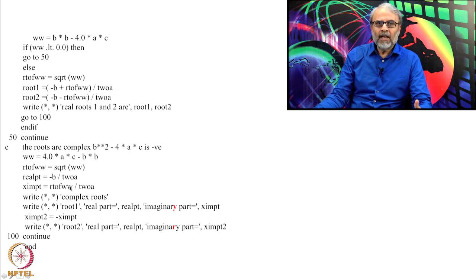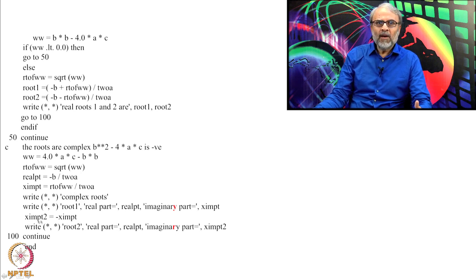So, once you calculate that y part, then you again write on the screen, write star comma star complex roots, because when you come up to this part of the program, the roots are already complex. So, once you know they are complex, now you write star comma star root 1. Okay, this is again written on the screen, real part is written because real part is minus b by 2a, then imaginary part is equal to x I m p t. So, in the first root it is the real part and plus imaginary part, and the second root will be the real part minus the imaginary part.